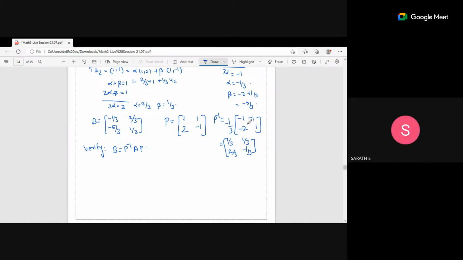Ma'am, why did you multiply it with minus 1/3? I'm confused by that. It's 1 by determinant of P, so we have to multiply it. And why did you put minus 1/3? Because the determinant is minus 3. Okay.